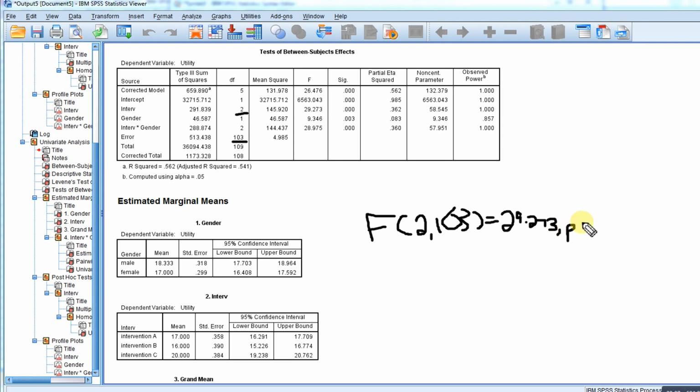As I said, it's the way SPSS rounds this off, it looks like it's 0 when in fact it's not really. For the effect of gender, basically you would say there were significant gender differences. You could say degrees of freedom 1 is between, 103 is degrees of freedom error or within, in parenthesis, and then equals 9.346, and then p is equal to 0.003.